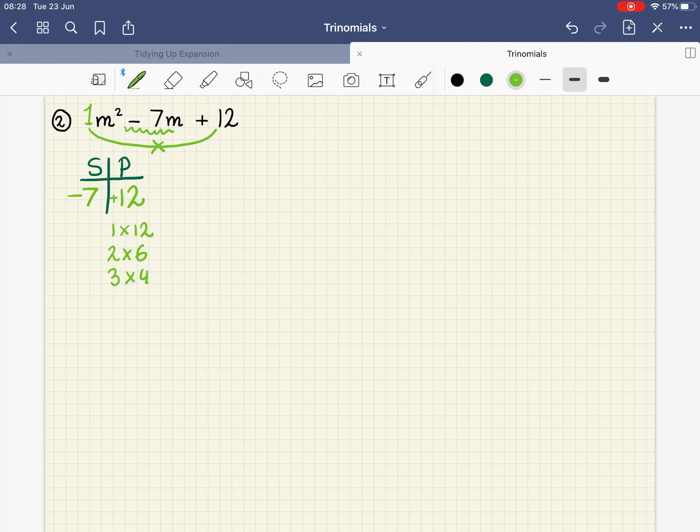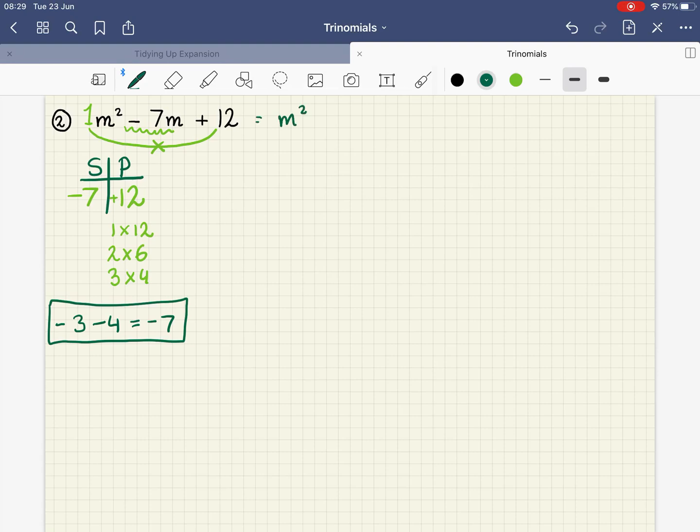So we need to add or subtract one of these pairs to give me -7. Well, if I did 3 add 4, that would give me a +7. So if I just take the negative of all those and do -3 take away 4, that would give me that -7. So that is what I am working with.